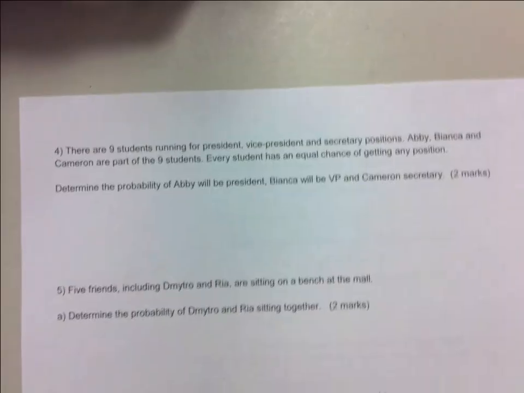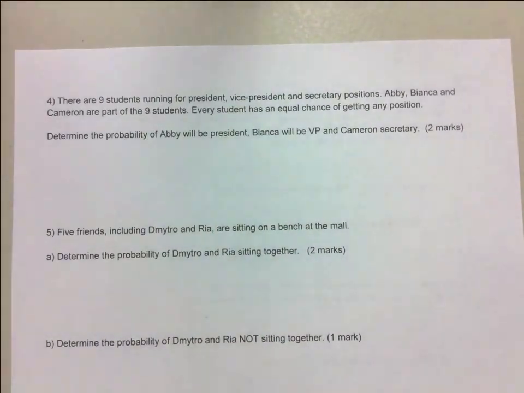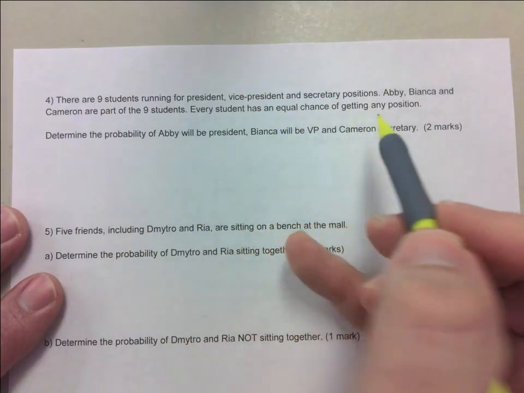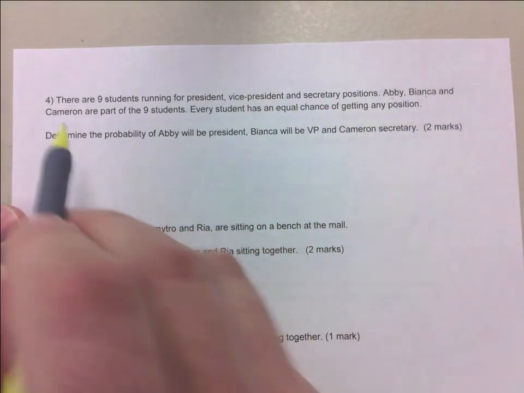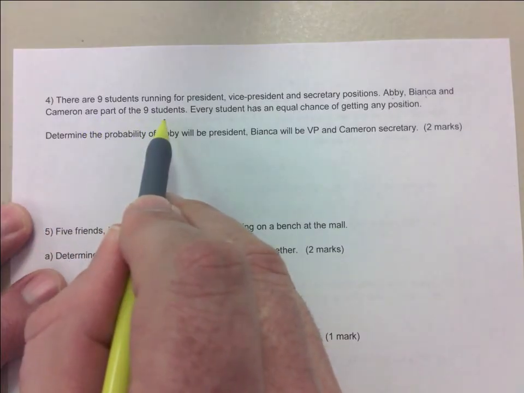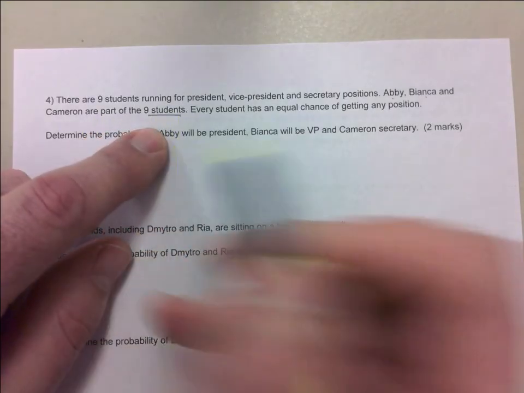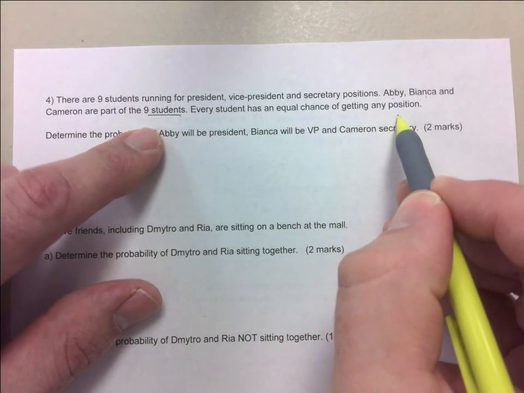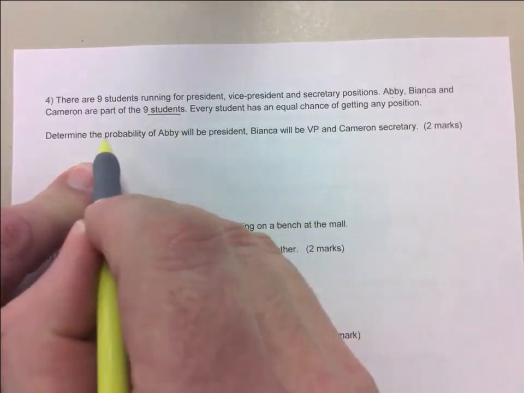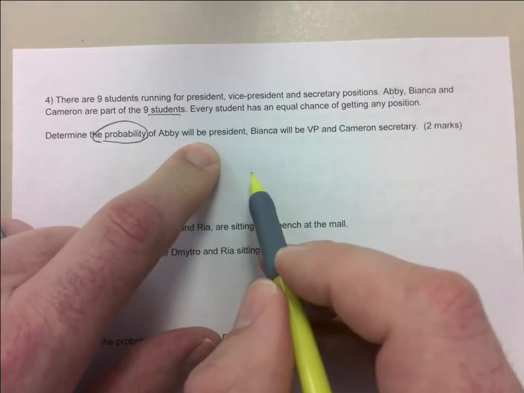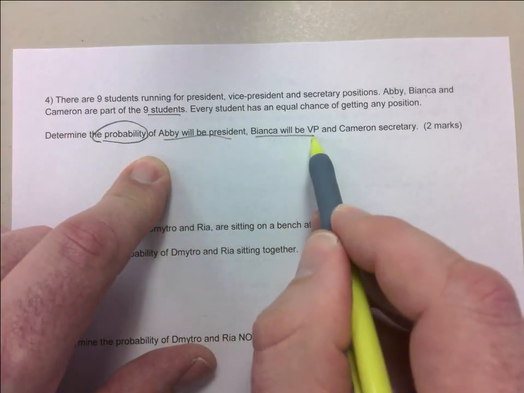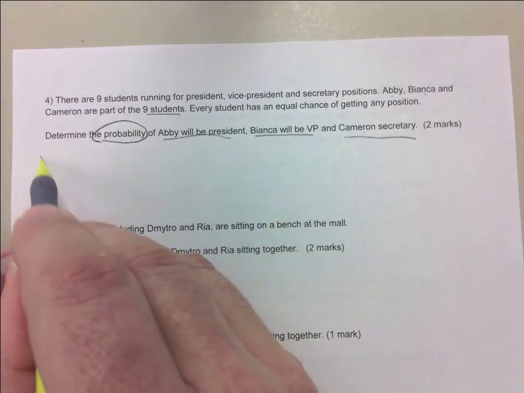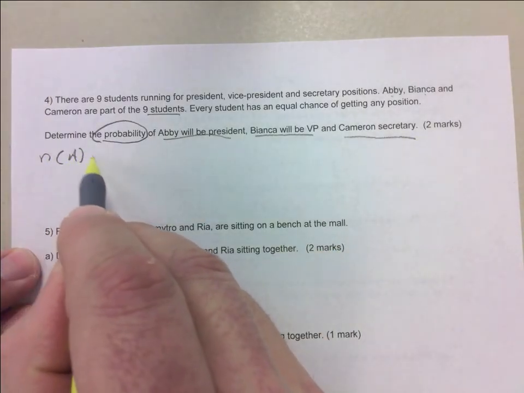Okay. All right, let's go to the back side. 9 students running for president, vice president, secretary. So positions are mentioned. Abby, Bianca, and Cameron are part of the 9 students, so they're included in the 9. So it's not 9 plus 3, okay? Every student has an equal chance of getting any position. Determine the probability that Abby will be president, Bianca will be VP, and Cameron secretary. NA is the easiest NA ever.